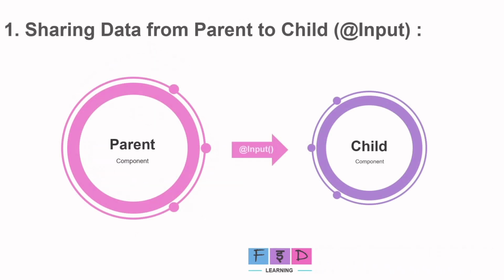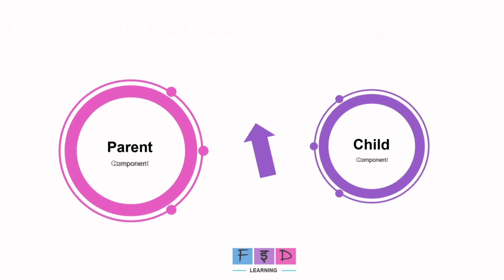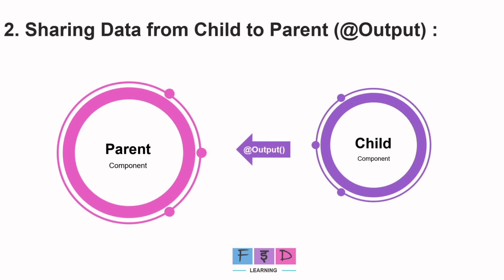And our first method is parent to child. We can share data from parent component to child component using the @Input decorator. And we have already explored this concept while learning about reusable components, but we will review this concept with an example under this topic as well. Next, we will explore the second method for sharing data from child component to parent component. This is the opposite of the first method, where we can share data from child component to the parent component using the @Output decorator.